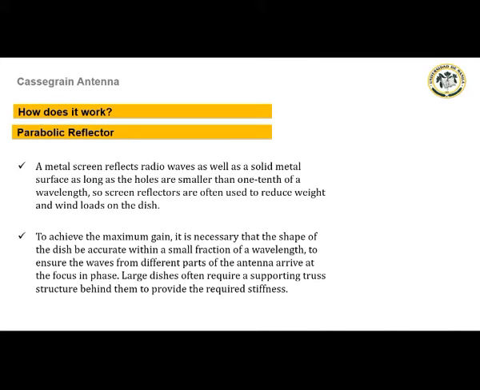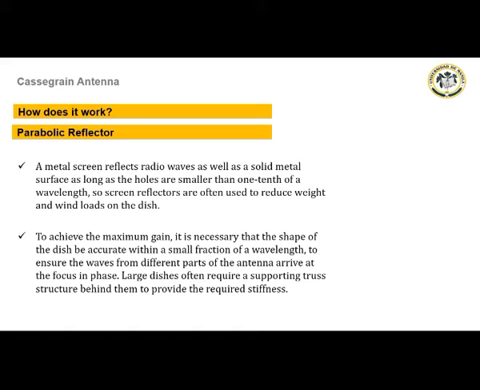Parabolic reflector. The reflector can be a sheet metal screen, or wire grill construction, and it can be either a circular dish or various other shapes to create different beam shapes. A metal screen reflects radio waves as well as a solid metal surface as long as the holes are smaller than one-tenth of a wavelength. So screen reflectors are often used to reduce weight and wind load on the dish.